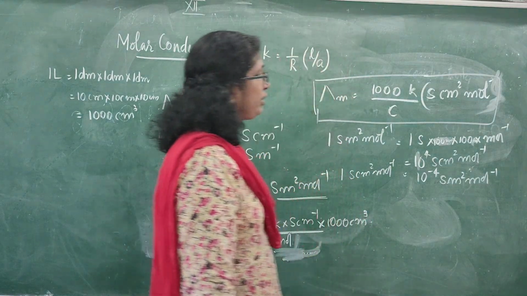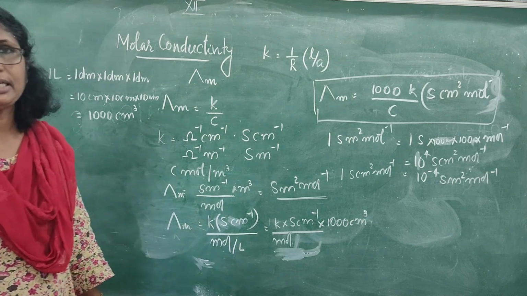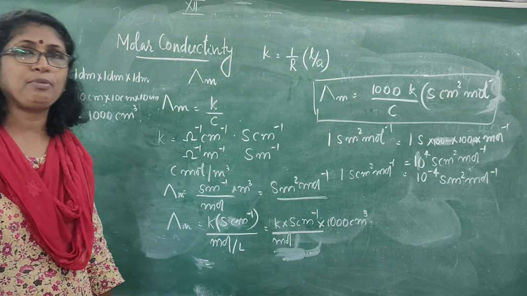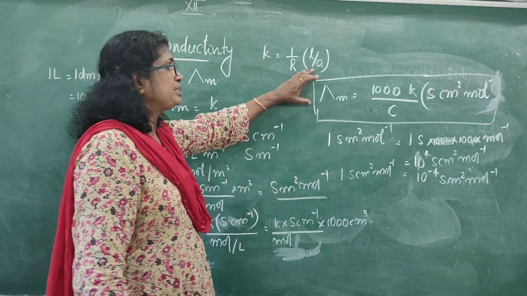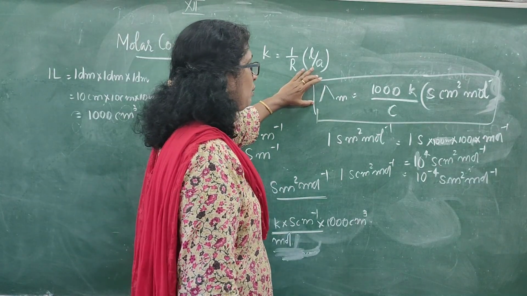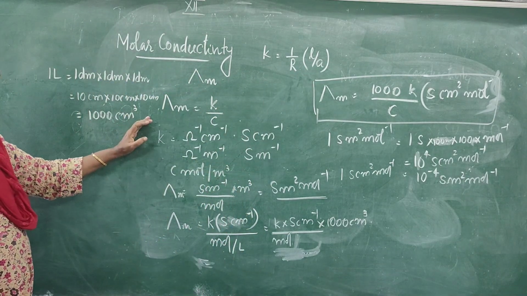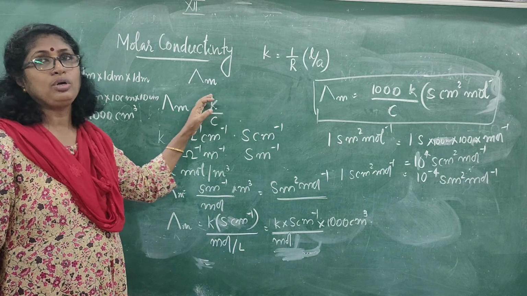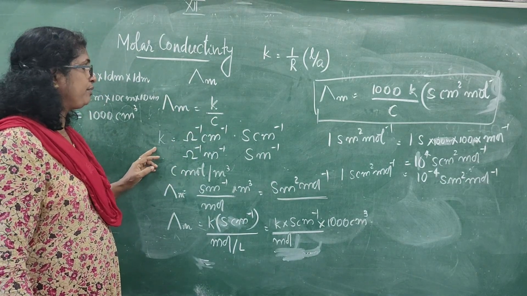So if the unit of kappa, the conductivity, is in Siemens centimeter inverse and concentration C is in moles per liter, or molar concentration, then you use this equation: lambda m is equal to 1000 K by C. Okay, so lambda m, the molar conductivity, is equal to 1000 K by C.